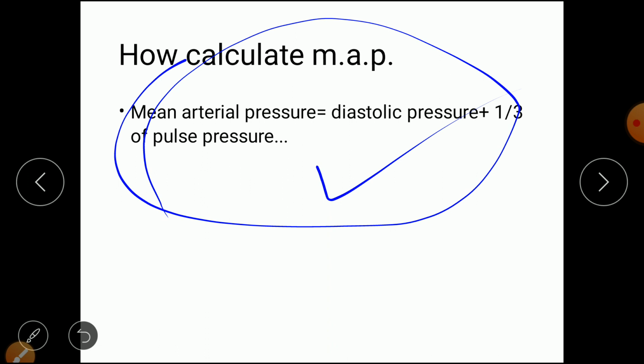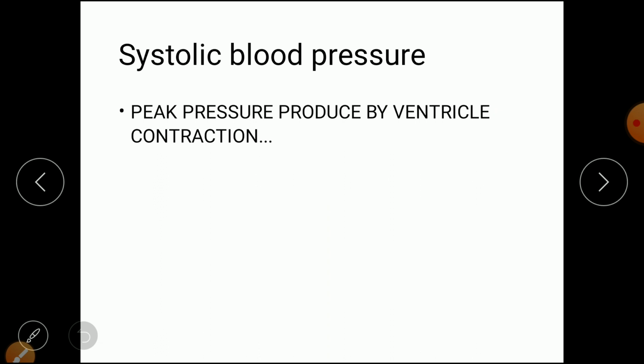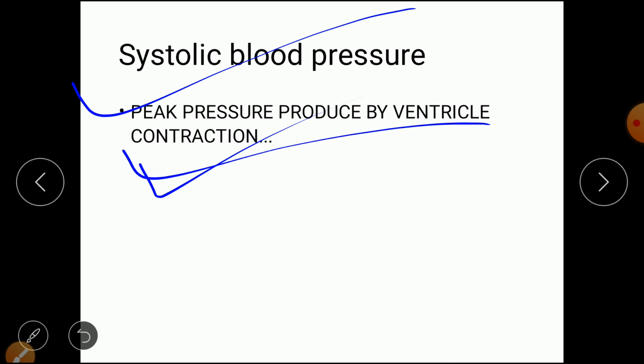Now to understand this, first of all we learn what systolic and diastolic blood pressure are. Systole means contraction, so it is the peak pressure produced by ventricular contraction. That means whenever the heart contracts, the maximum pressure generated in the arterial wall is known as the systolic blood pressure. The normal value of the systolic blood pressure is 120 mm of Hg.